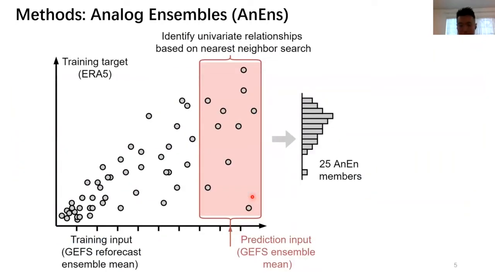Here we provide details of our 3 post-processing models, and first, analog ensembles. We use this method to identify the univariate relationships between the GEFS ensemble mean and our ERA5 training targets, and it is achieved through a nearest neighbor search. Then in the inference stage, when today's forecast becomes available, the same relationship will be memorized and applied, and will produce 25 analog ensemble members. In addition, a data augmentation technique known as supplemental location, SL, is applied to increase the number of training samples. So visually, the circles in the graph.